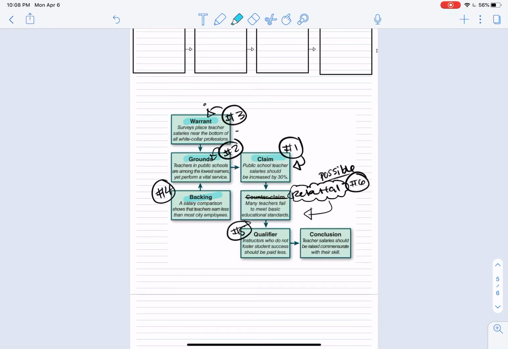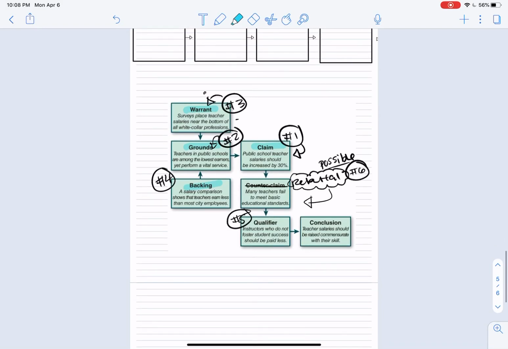And so there's counterclaims, but what we want to look at now, right? We already talked about backing. So let's talk about the qualifiers. The qualifier for this would be instructors who do not foster student success should be paid less. Right? There's the qualifier right there. And then last but certainly not least, we have the conclusion.